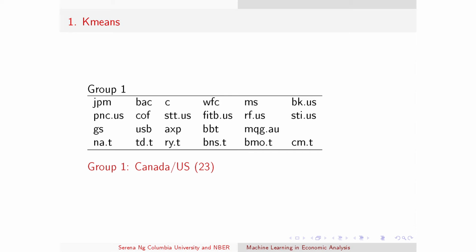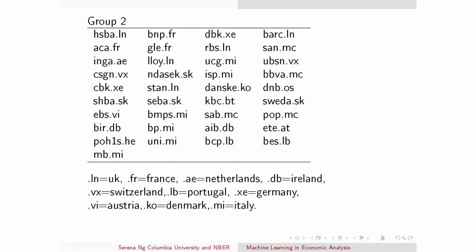Then I looked at the second cluster and asked, what is this? What on earth is dot LN? After a while, I figured that has to be London, and in fact it is. We have Lloyds Bank, HSBC, BNP in France. Some of these nicknames are less familiar, but it is pretty obvious the second cluster is almost entirely European. So that's pretty cool.